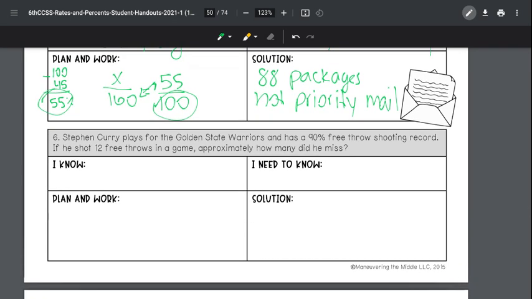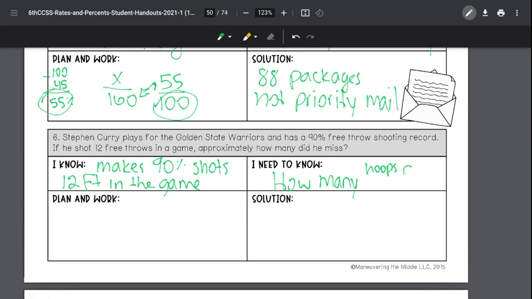Steph Curry plays for the Golden State Warriors and has a 90% free throw shooting record. So makes 90% of the time. Makes 90% of his shots. If he shot 12 free throws in the game, approximately how many did he miss? How many hoops did he miss?